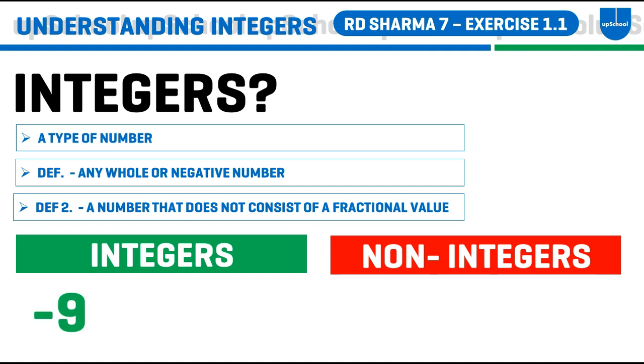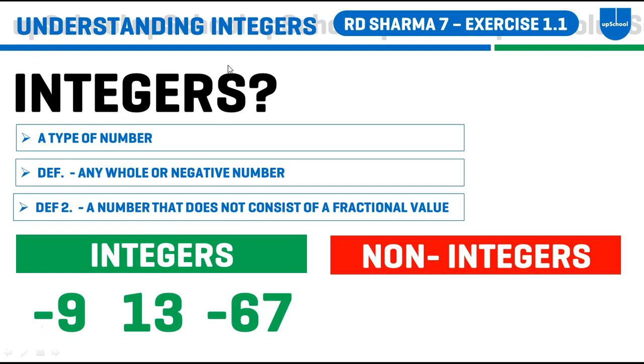So examples of integers: -9, 13, -64, okay? These three numbers, they're either a whole number or a negative number, and they do not consist of a fractional value. So what does that mean? It means it's an integer. For example, -9. -9 is a negative number, and as we see over here, an integer is any whole or negative number. -9 is a negative number, so it is an integer. And another definition is a number that does not consist of a fractional value. -9 does not consist of a fractional value. So yes, it is an integer.